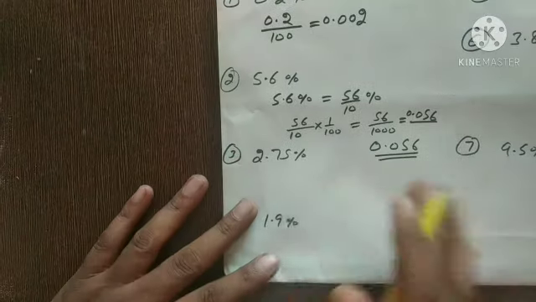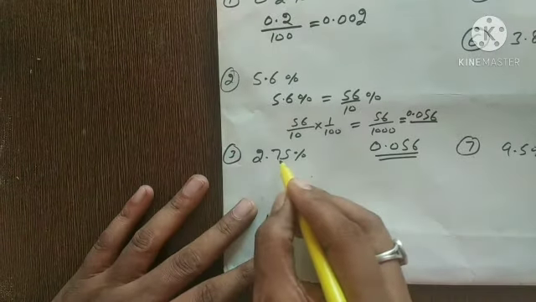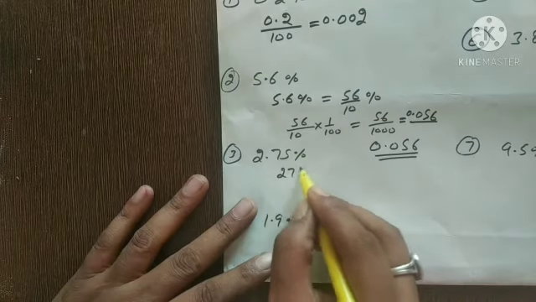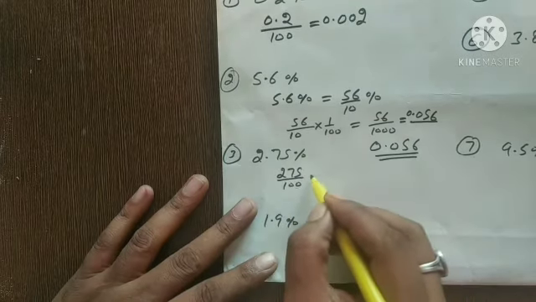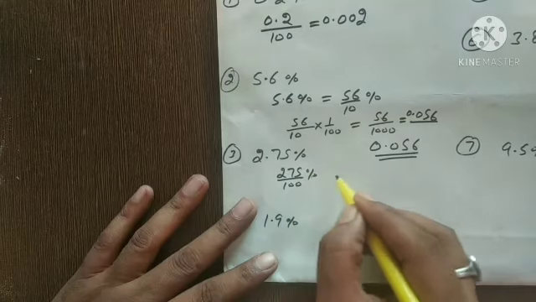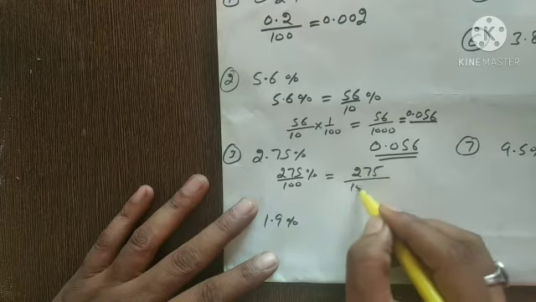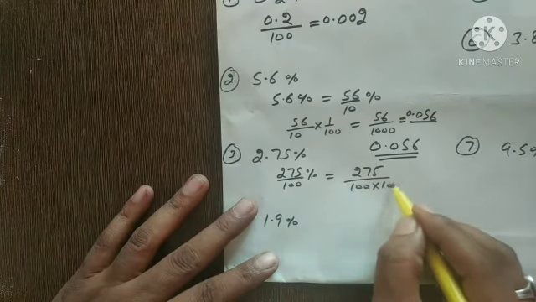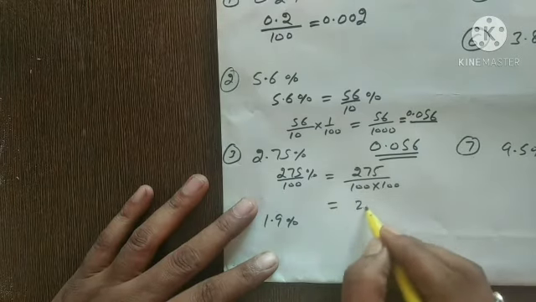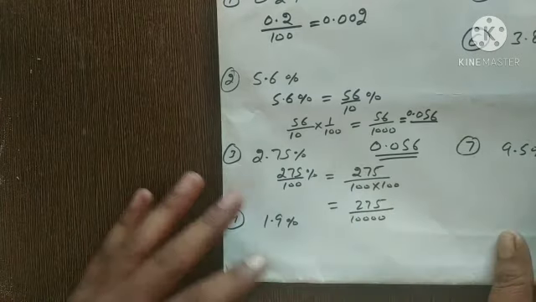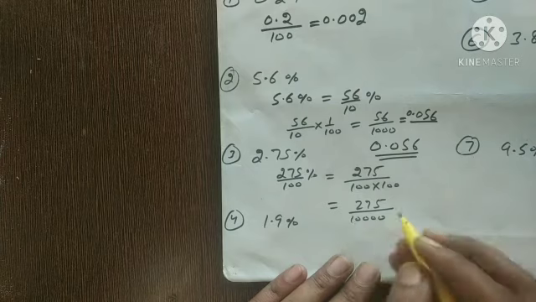Similarly, you can do it directly. So because you know that 2.75% means 275 over 100%, and it means 275 over 100 multiply 100. So it means 275 over 10,000. Now 1, 2, 3, 4.